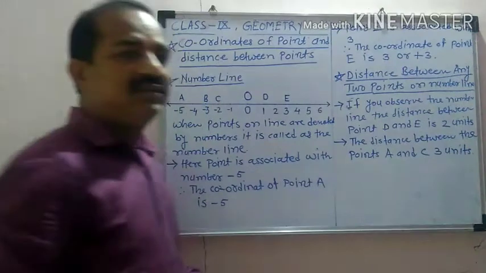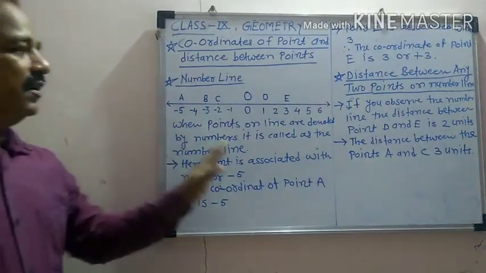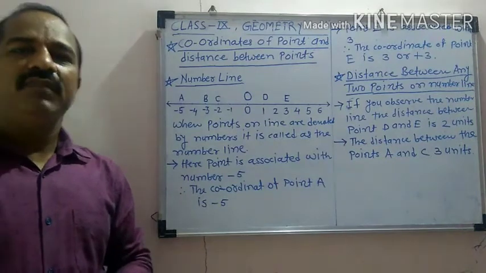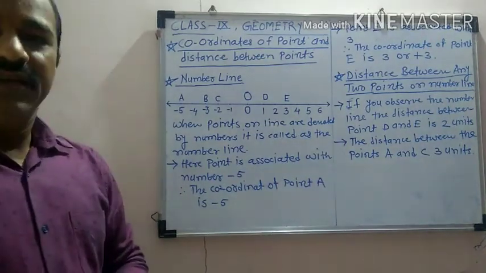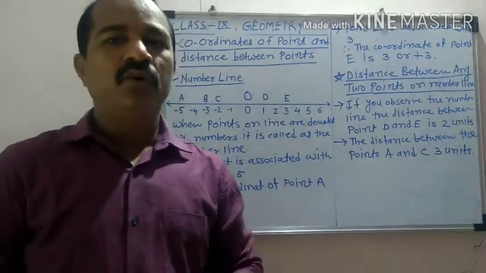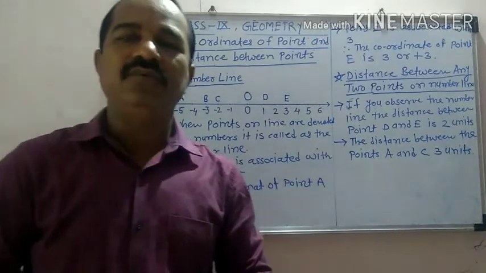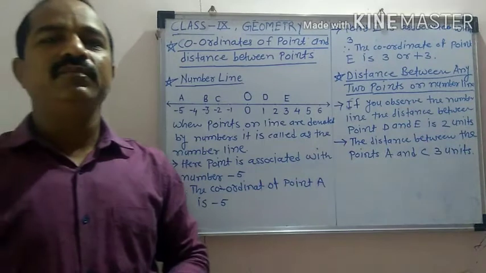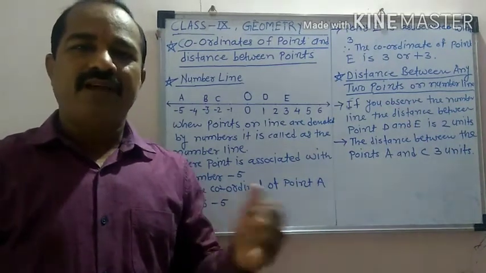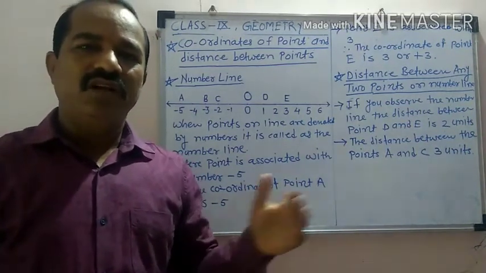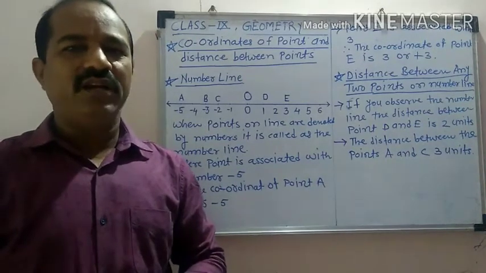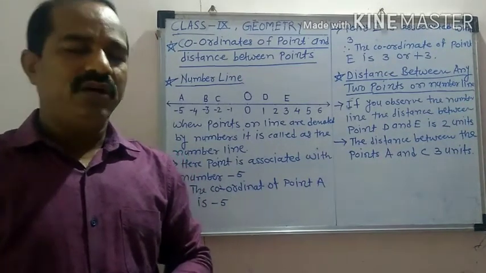You can find the distance between two points like this also, but there is one method for finding the distance between any two points. If you are supposed to find the distance between any two points, then you just have to simply subtract the smaller coordinate from the bigger coordinate.